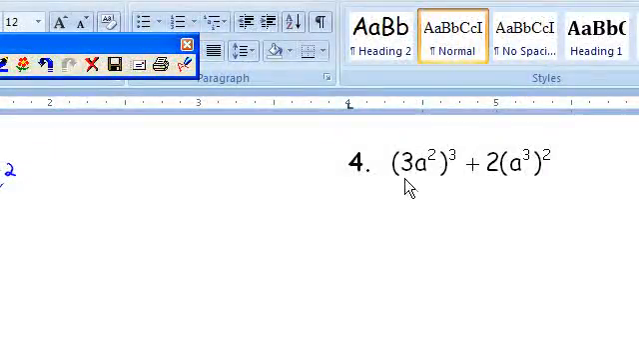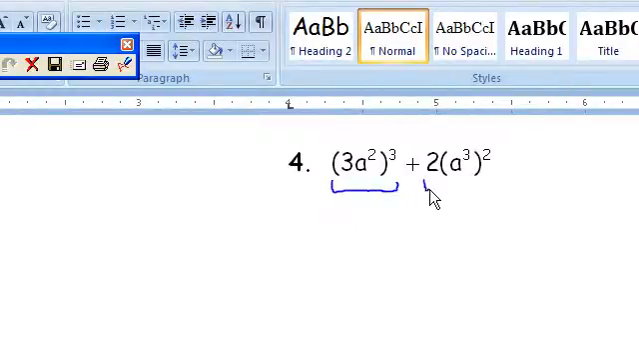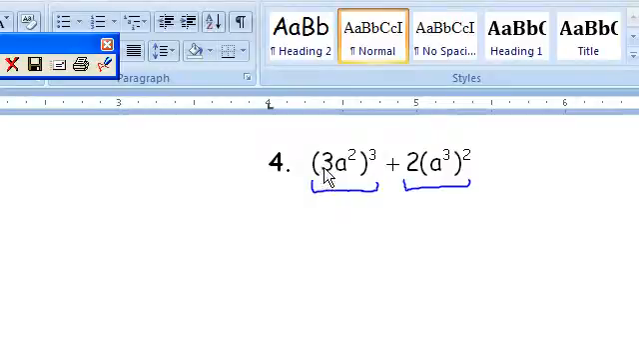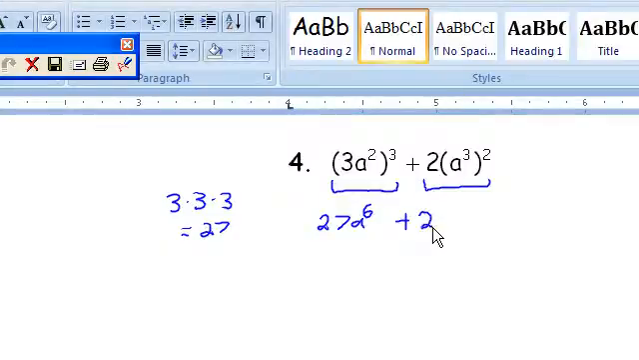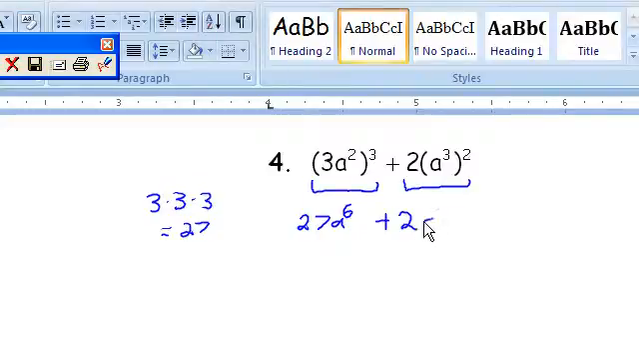Okay, number 4, looks like we have two instances of our power rule. Here's one term, here's another term, so let's start over here. So, 3 cubed. 3 times 3 times 3 equals 27. So that's 27. A squared to the 3rd power is a to the 6th. We will add that to 2 times a to the 3rd to the 2nd, which is a to the 6th.